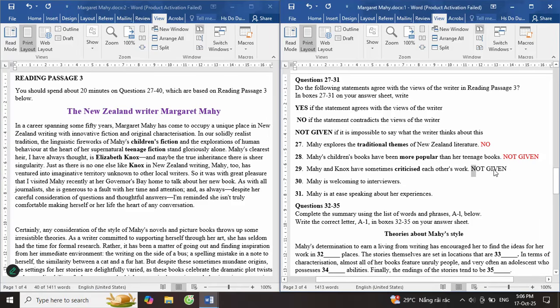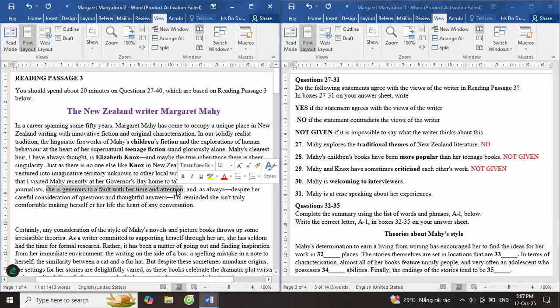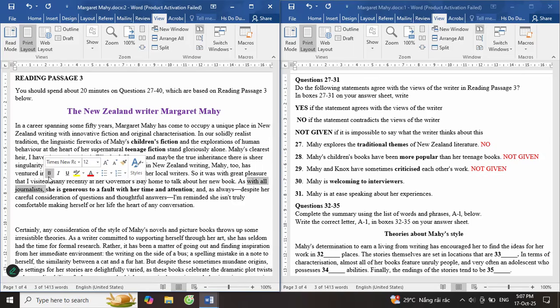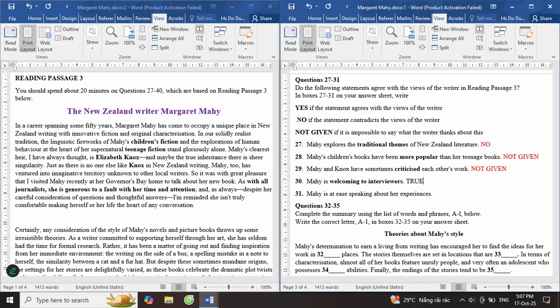We don't often see two not given so close to each other like this. I think we can answer every question in this part. Welcoming to interviewers. We see it right here. She is generous to a fault with her time and attention, with all journalists. It means she is welcoming to them. So this is true. Okay, I think this reading is pretty easy.